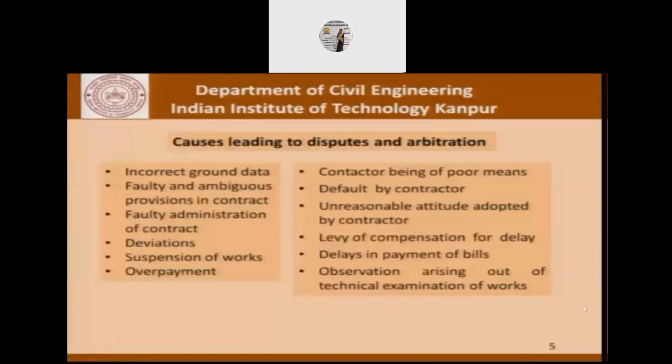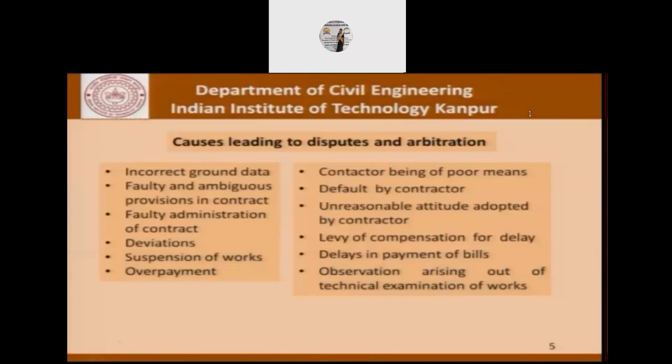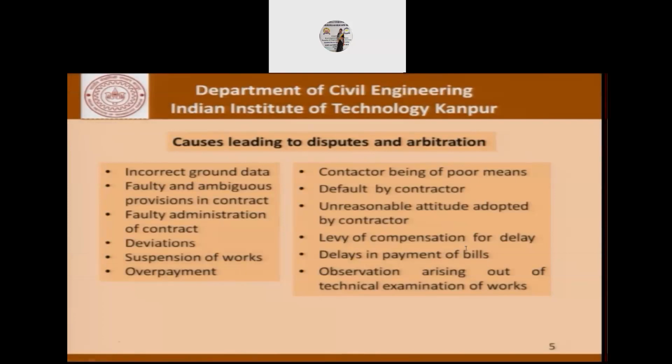We also see some causes that lead to disputes in arbitration: incorrect ground data, faulty and ambiguous provisions in contracts, faulty administration of contracts, deviations in work, contractors' unreasonable attitude, level of compensation or delayed payments, and inspection and examination, which is very closely related to quality control and acceptance or rejection of material or products in the construction project.